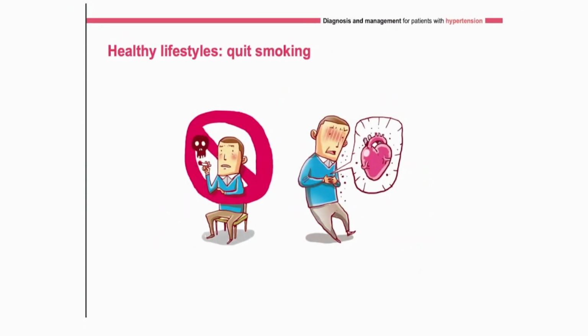Quit smoking. Smoking is a risk factor for hypertension. If you are currently a smoker, you are advised to quit. There are numerous toxins in cigarettes which cause cancer, chronic obstructive pulmonary disease, cerebral ischemia, myocardial ischemia, or peripheral arterial diseases. If you are ready to quit smoking, ask your doctor for advice.